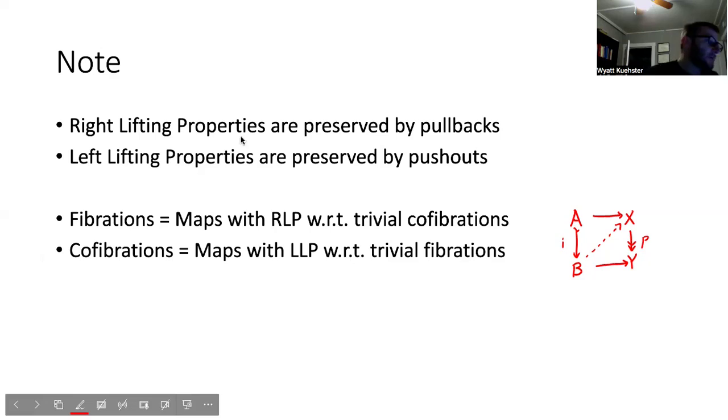Now, right lifting properties in general: if I have a right lifting property, like we say P has the right lifting property with respect to trivial cofibrations, any right lifting property is preserved by pullbacks, and any left lifting property, such as the one that defines cofibrations, is preserved by pushouts. You can prove that. And so that means that whenever I form a pushout of a cofibration, I get a cofibration, and a pullback of a fibration is always a fibration.